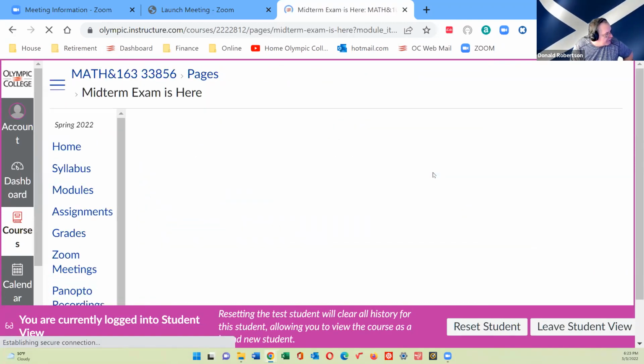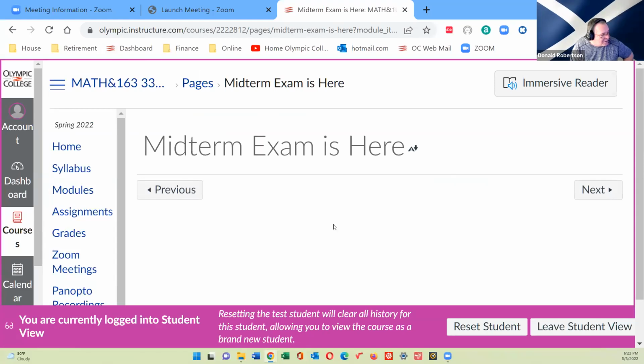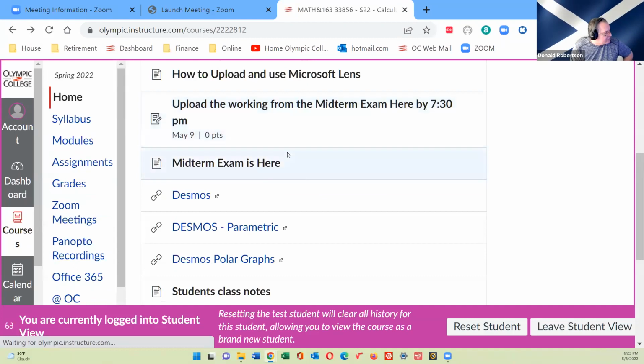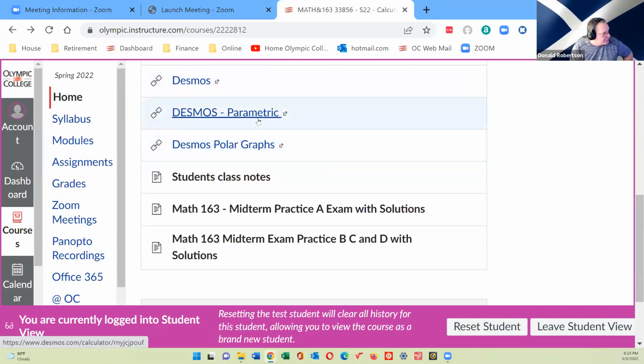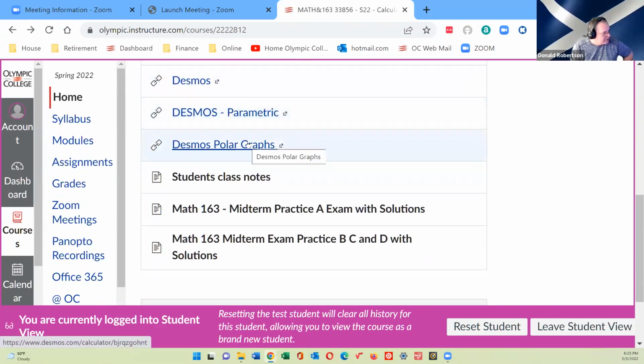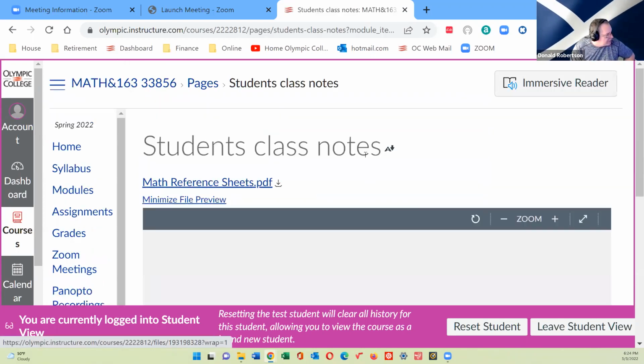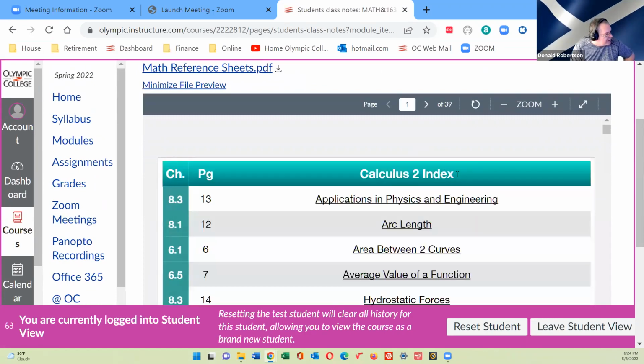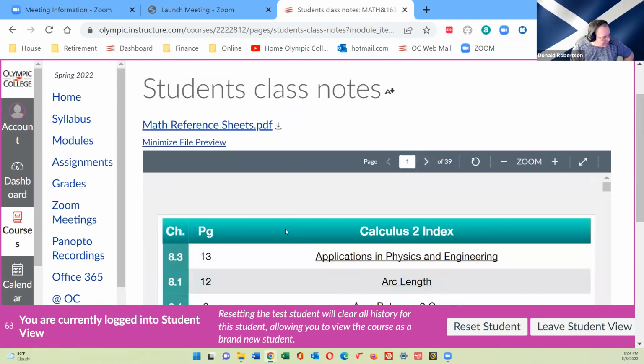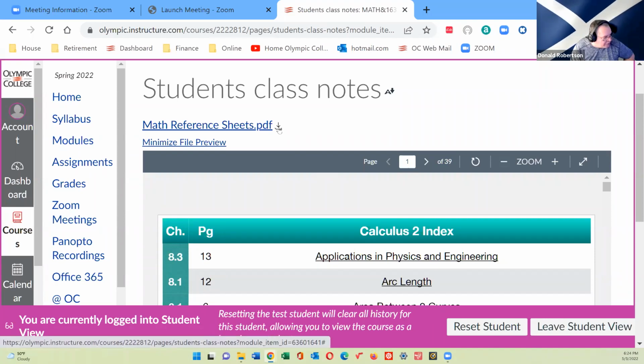When you click on this, there better not be a midterm. Good, there's not. Here will be your midterm exam. It will be a PDF. Here's Desmos, parametric Desmos, polar Desmos. This didn't work the last time. I'm keeping my fingers crossed it does, because they're really good notes and I hope that you can use them. If you can't use them directly, maybe it's a Canvas thing, and they don't allow certain weird formats to work. You can download it there.